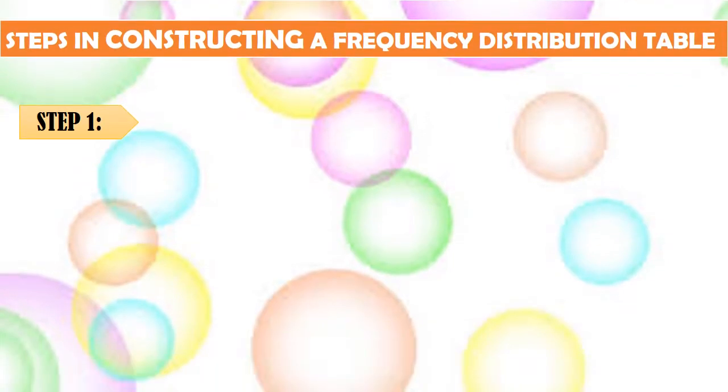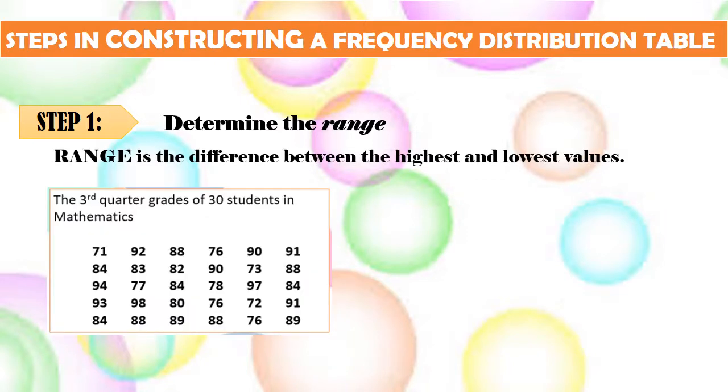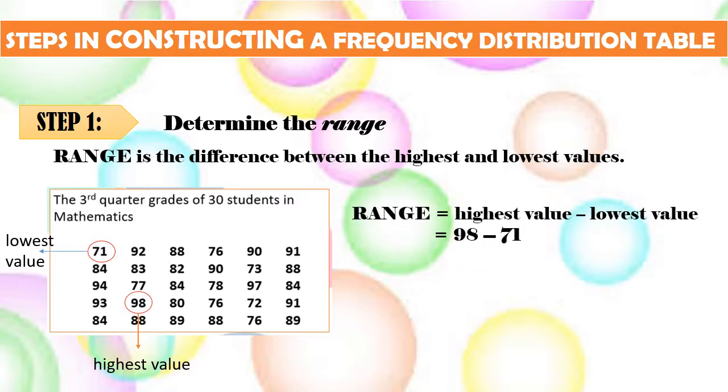Step 1. Determine the range. The range is the difference between the highest and the lowest value. So based on the example, 98 is our highest value and 71 is our lowest value. So the difference between 98 and 71 is 27. Therefore, the range is 27. So take note of that.